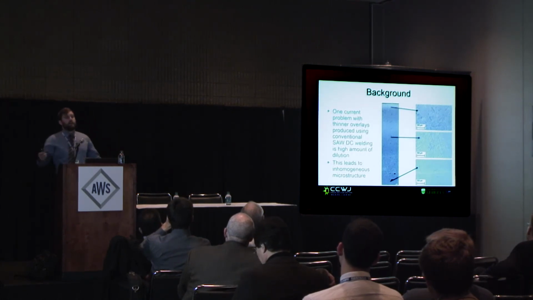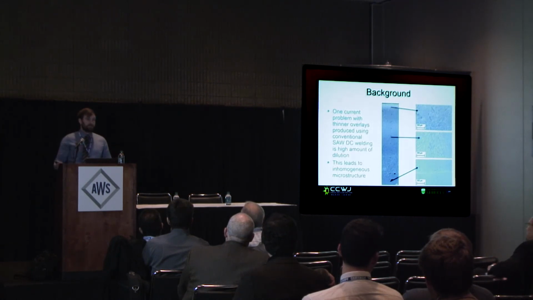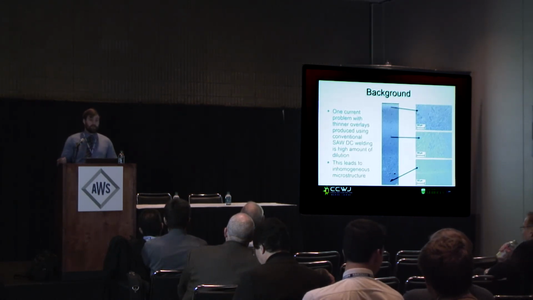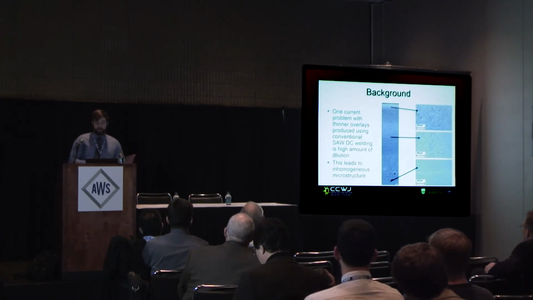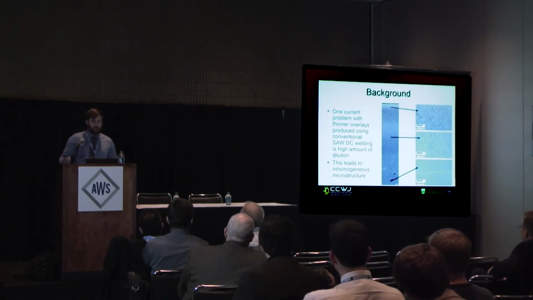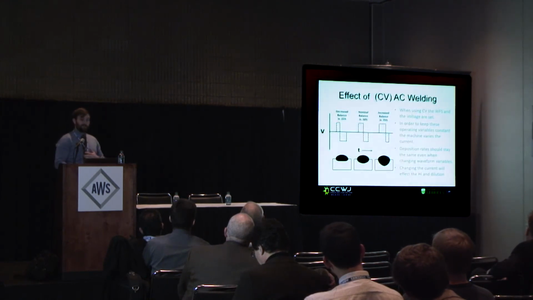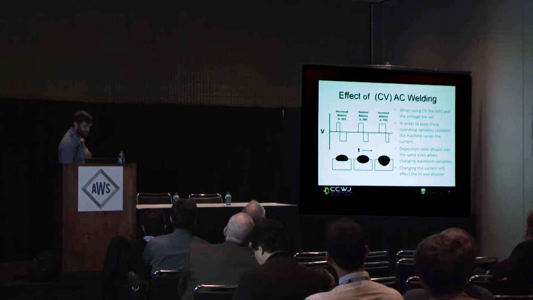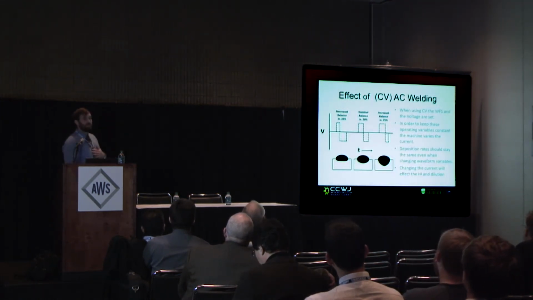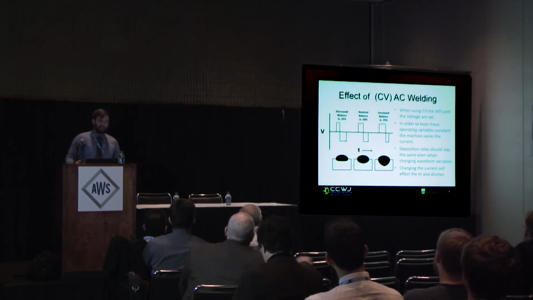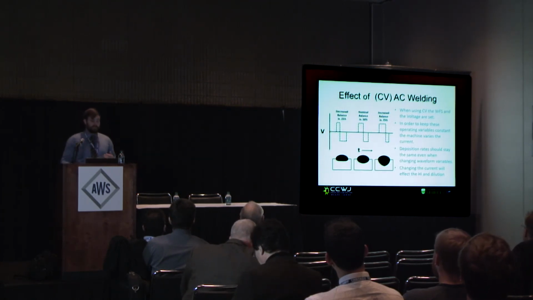The reason that we're getting this is because there is such a large amount of dilution in submerged arc welding compared to some others. This leads to this inhomogeneous structure. It's a little early for big words. But anyways, we decided that one way to solve that is to look at AC welding.